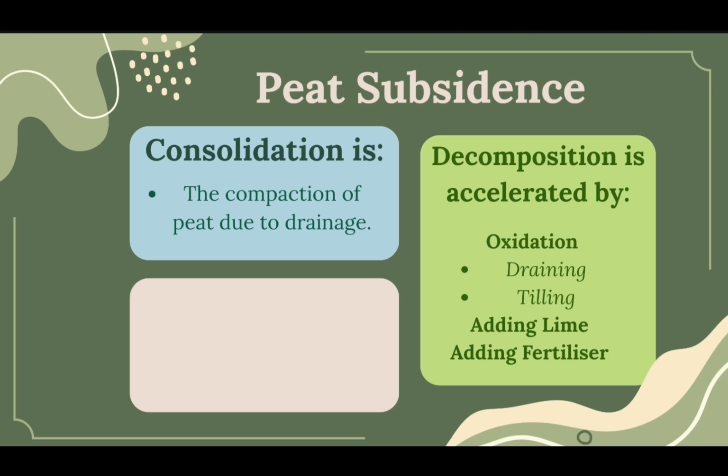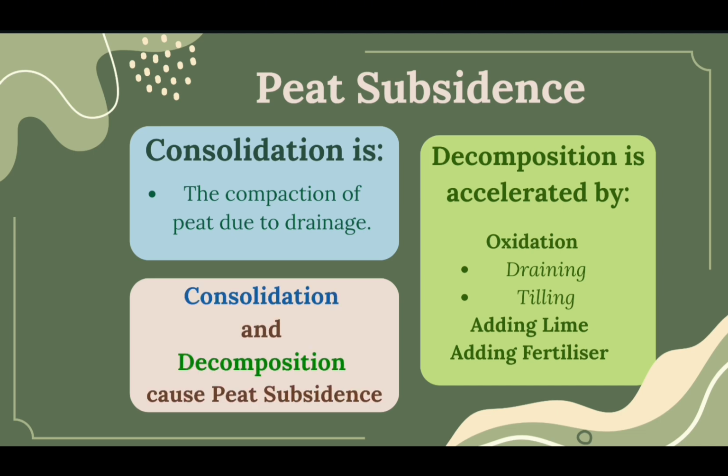Other cultivation techniques for peat are to add lime and fertilizer. Lime neutralizes the usually acidic soil, and adding fertilizer increases plant life. Both of these make peat more hospitable for decomposers. So, peat subsidence is caused by both the mechanical process of consolidation and the biological process of decomposition.